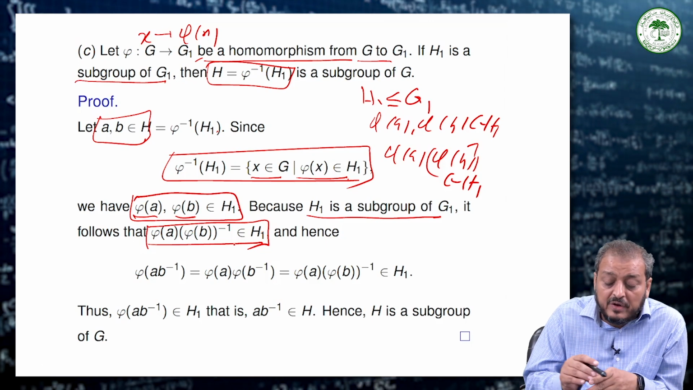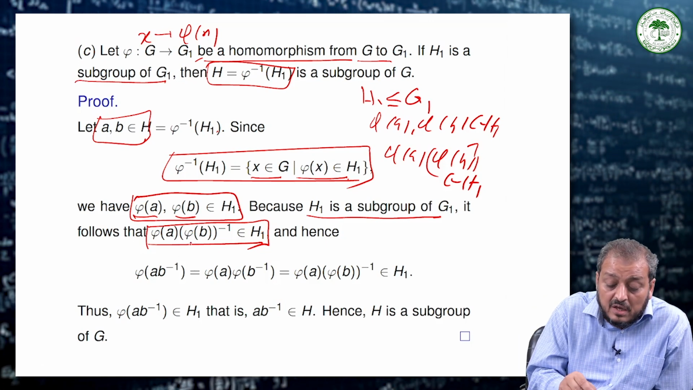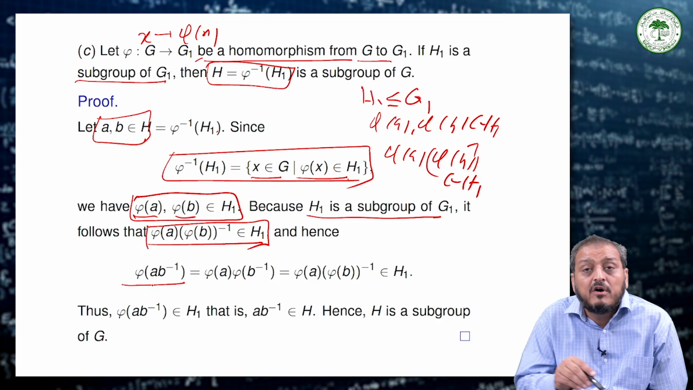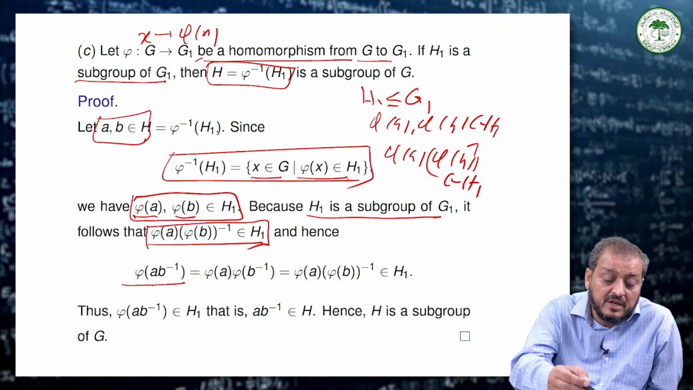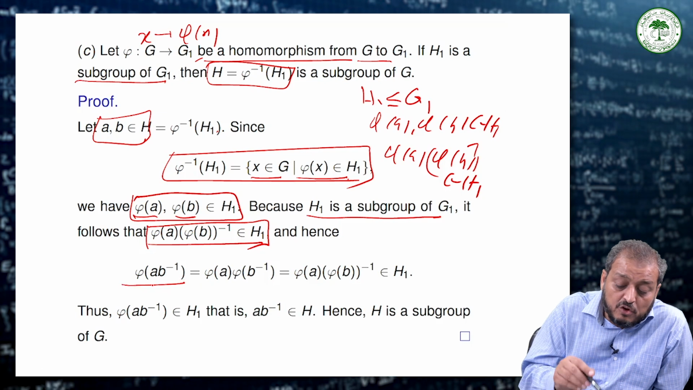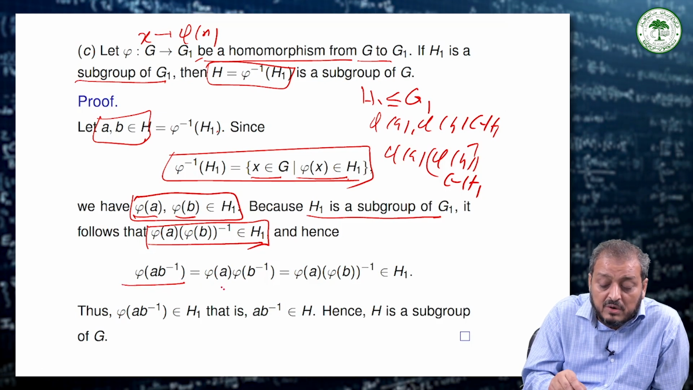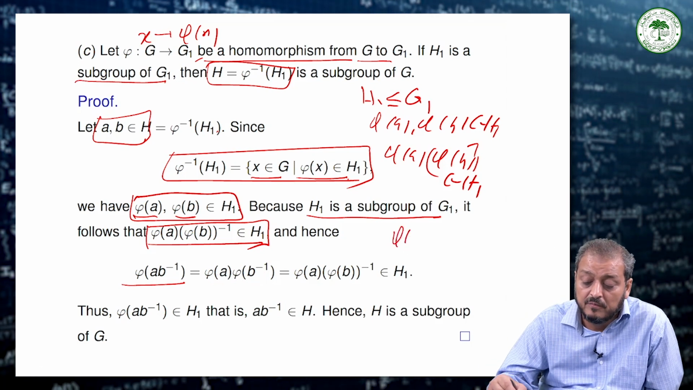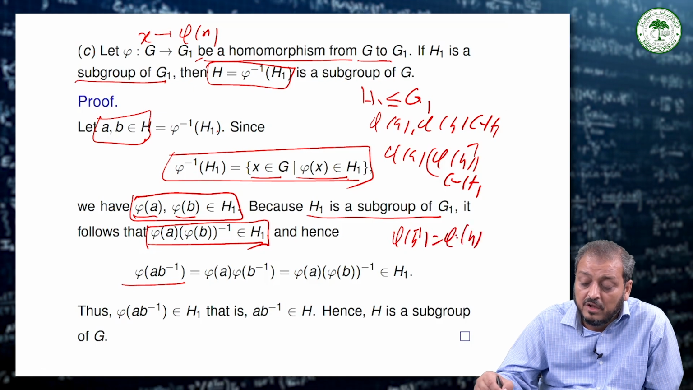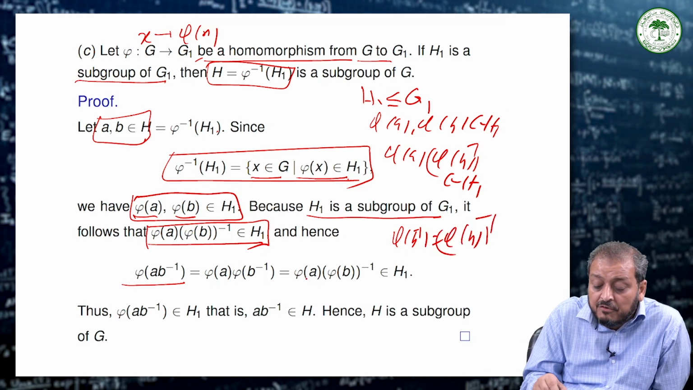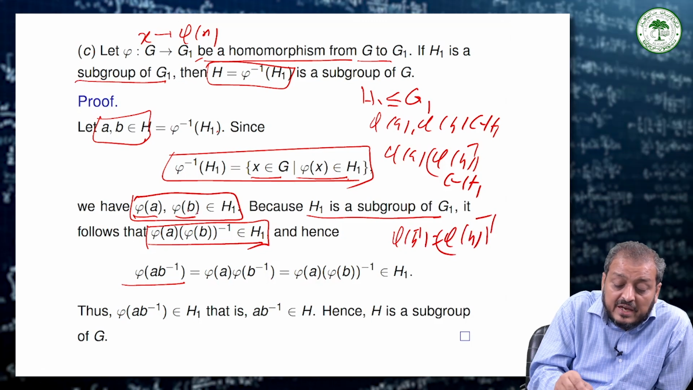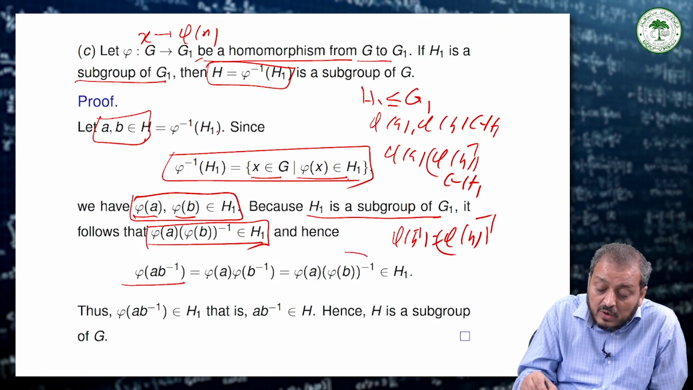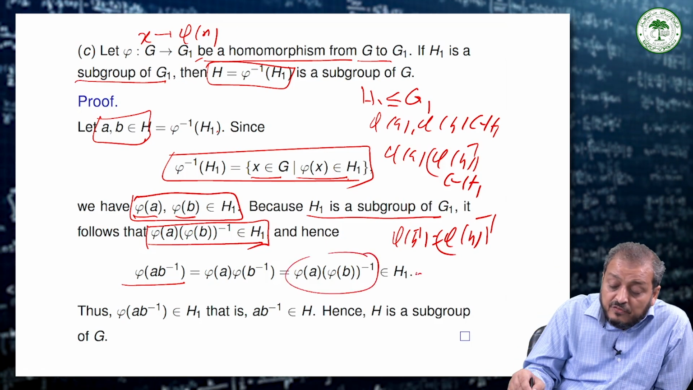So, if this is an element of H1, then we try to compute phi of AB inverse. Now phi of AB inverse can be written in this form because phi is a homomorphism: phi of A times phi of B inverse. And phi of B inverse is the same as phi of B, whole inverse. So this can be written as phi of A times phi of B inverse, and since H1 is a subgroup of G1, this quantity completely belongs to H1.